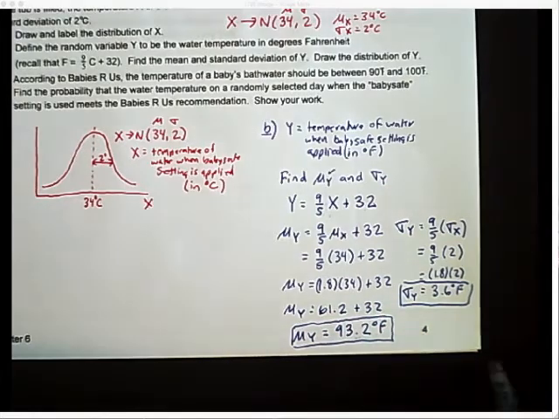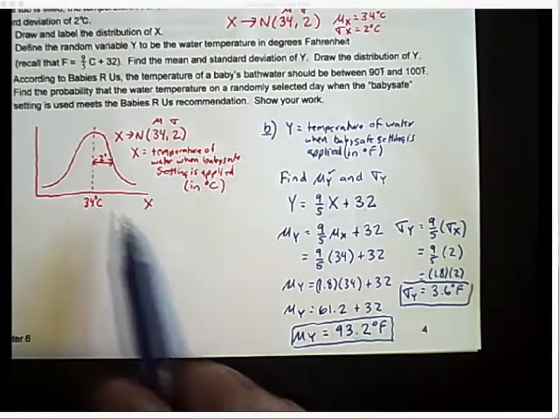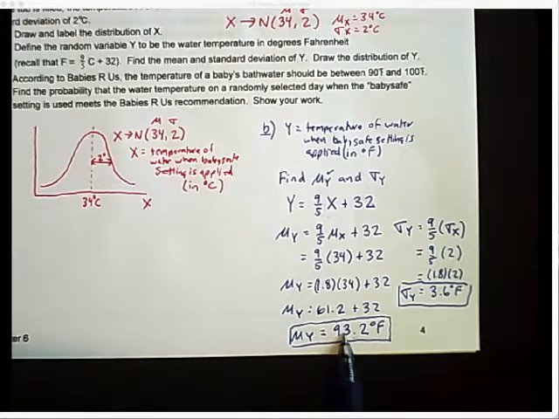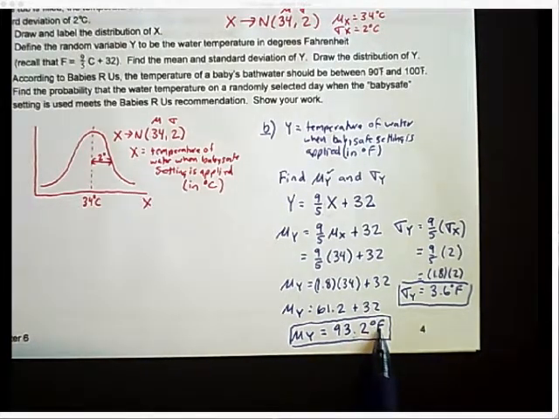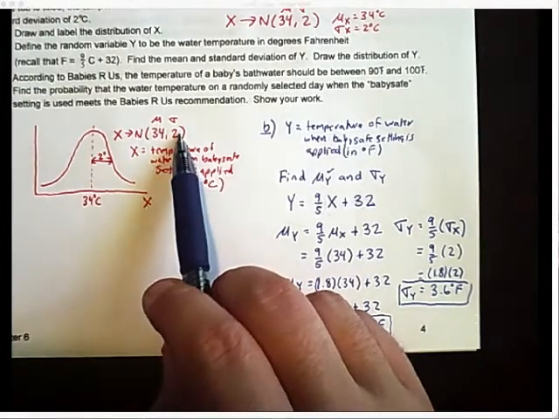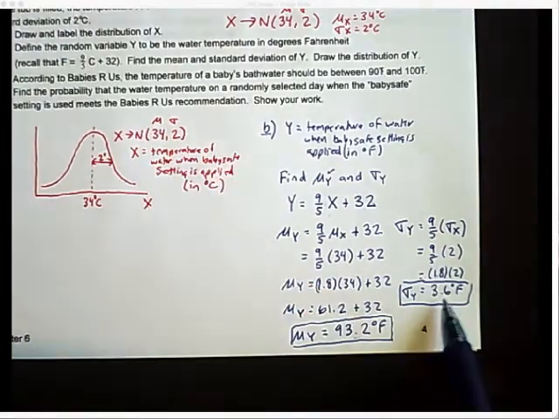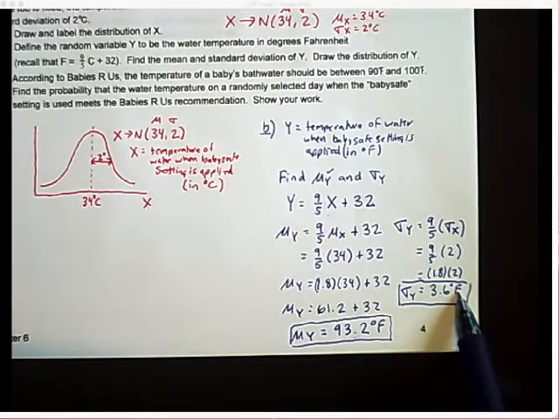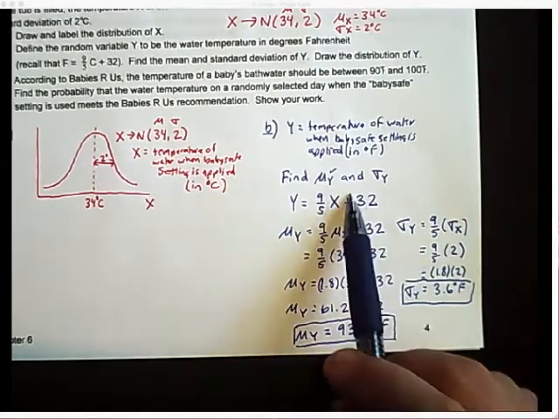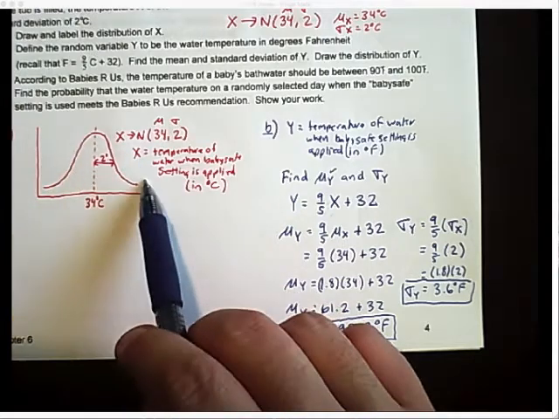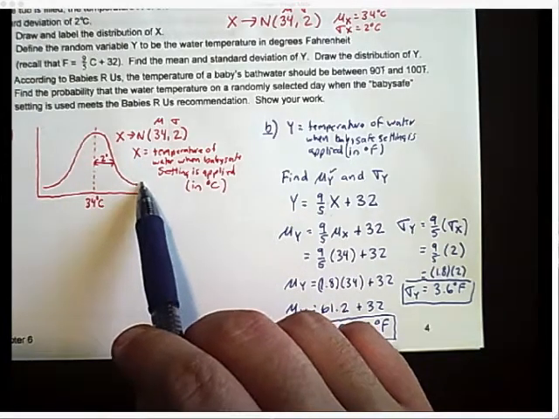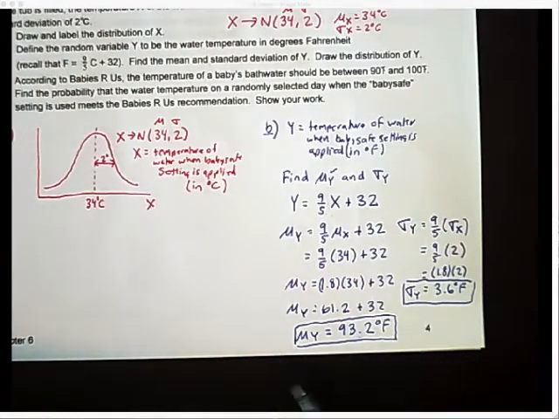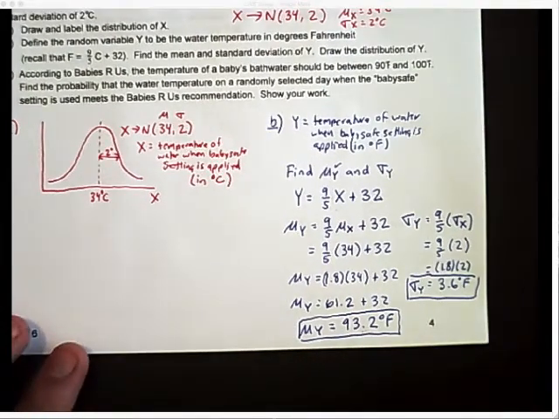So the old center was 34 degrees Celsius, the new center is equal to 93.2 degrees Fahrenheit. But the old spread was 2 degrees Celsius. The new spread is 3.6 degrees Fahrenheit. Because adding a number just shifts this curve, it's not going to change the spread. The 32 does not change the spread. All right. So that's part B.